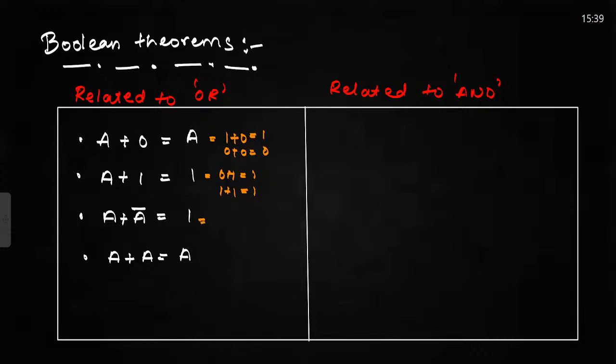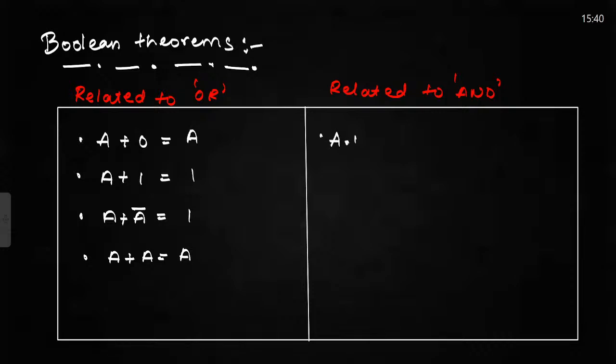Similarly, if A or A bar, that means 0 or 1, that will be 1, or 1 or 0, that will also be 1. If A is 0 or 0, that is 0, 1 or 1, that is 1. So that is how we will understand Boolean theorems related to OR. Now coming to Boolean theorems related to AND operation.